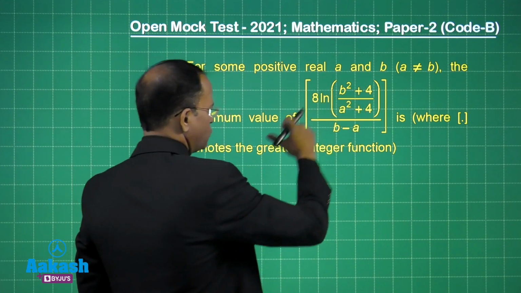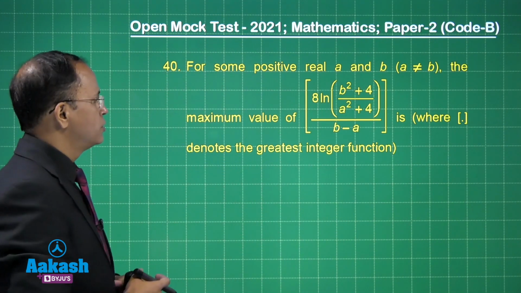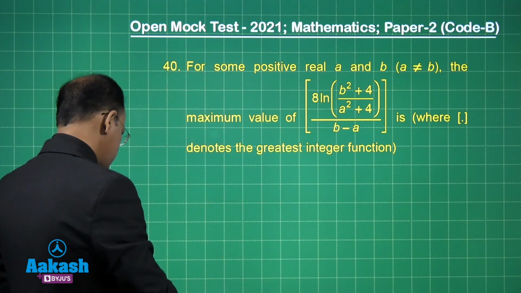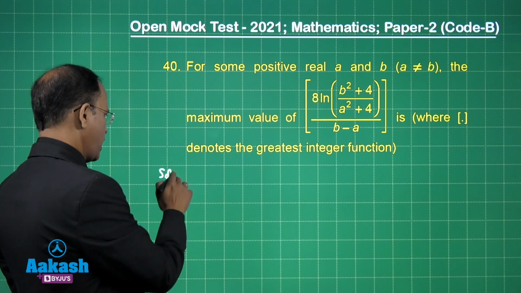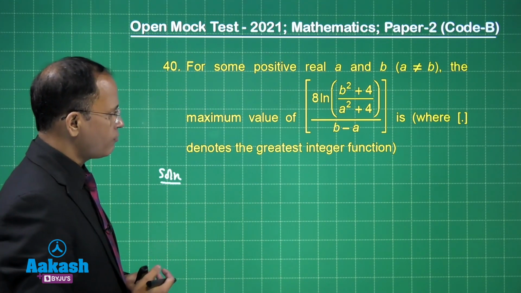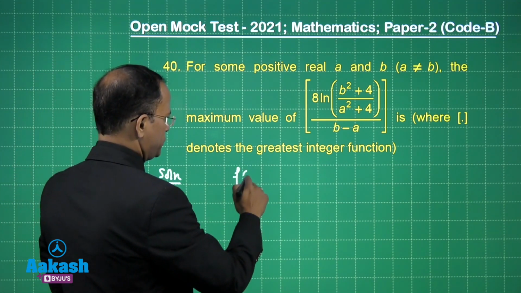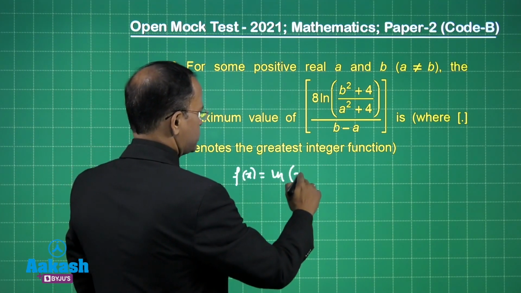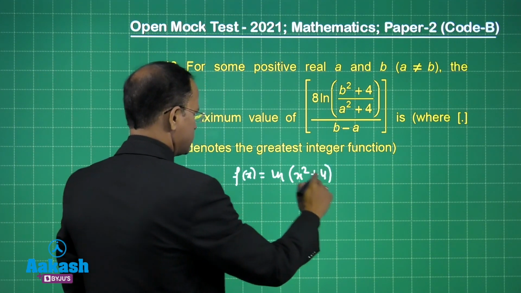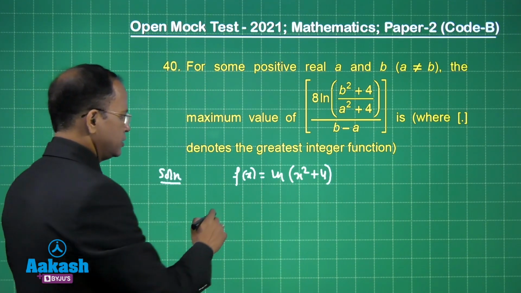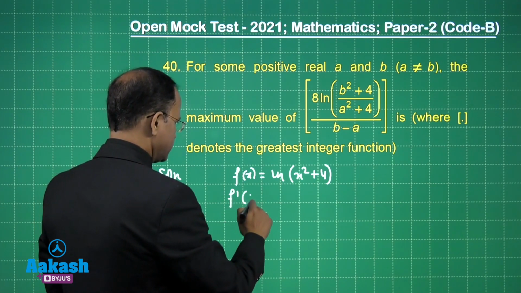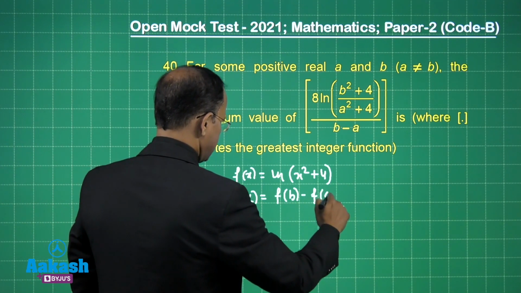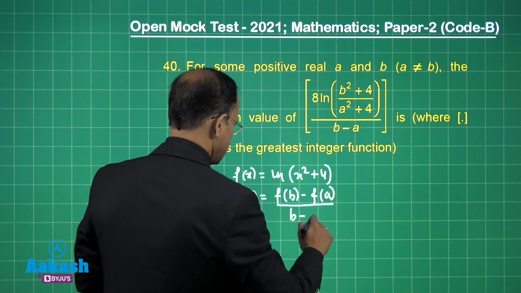This expression is given to us, and we have to create a function so that we can use LMVT in this case, right? So that means we have f(x) equal to ln(x² + 4). Fine, this has been given to us. And f'(c) is going to be (f(b) − f(a))/(b − a), right? This is what has been given to us.